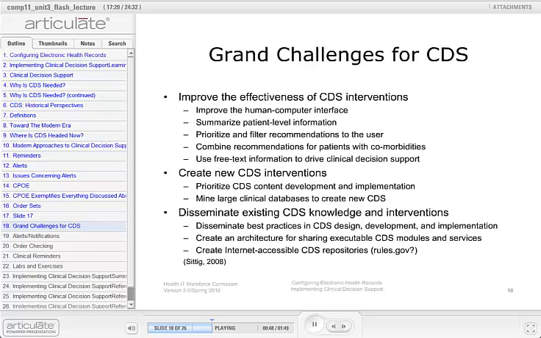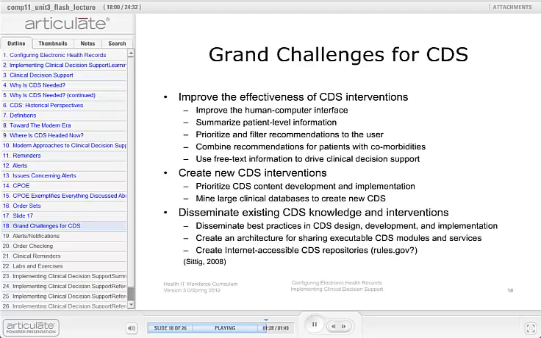They also focused on new CDS interventions, which included prioritizing CDS content, development, and implementation moving forward, and mining large clinical databases to identify the areas where interventions are needed. Finally, better dissemination of existing CDS knowledge and interventions was recommended. This included disseminating best practices in the design, development, and implementation of CDS, creating architecture for sharing executable CDS modules and services, and creating Internet-accessible CDS repositories.